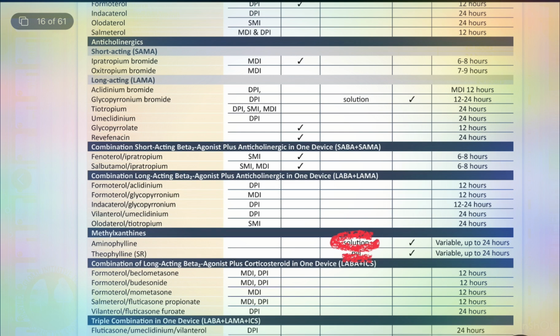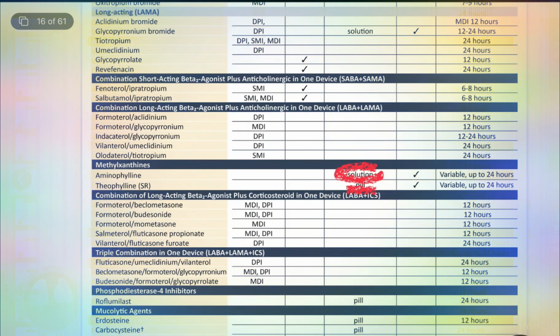Then comes triple combination in one device. They are telling fluticasone, umeclidinium plus vilanterol. It acts for 24 hours and is available in DPI form. Then comes beclomethasone, formoterol, glycopyrronium. It is available in MDI and DPI, and it acts for 12 hours. Then comes budesonide, formoterol, glycopyrrolate combination, which acts for 12 hours and is available in MDI format.